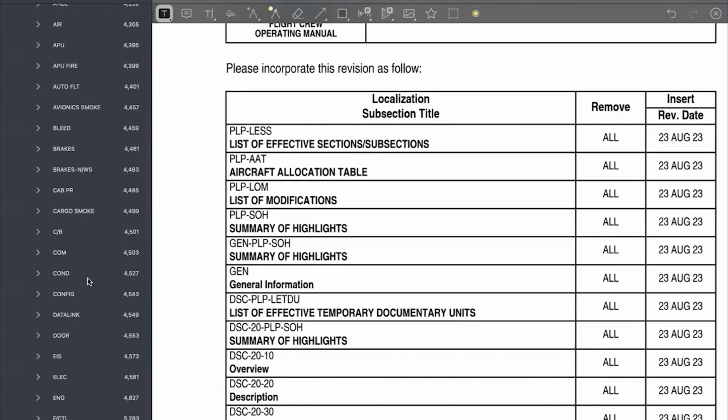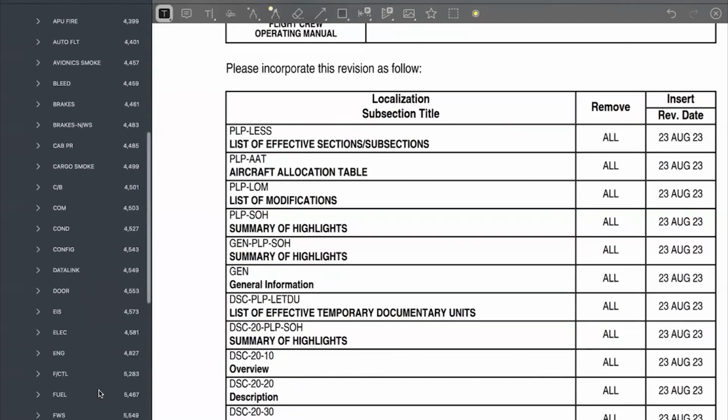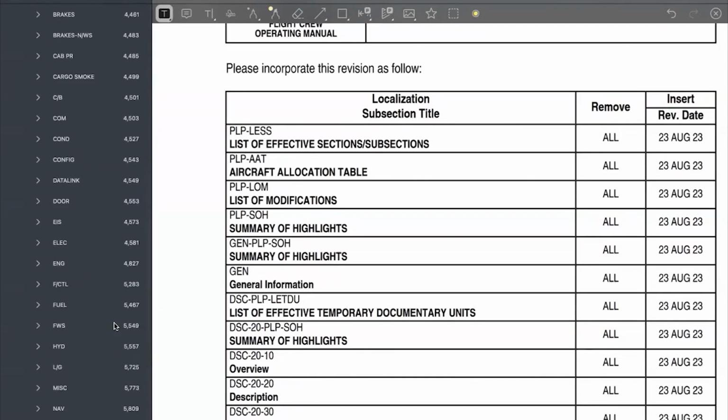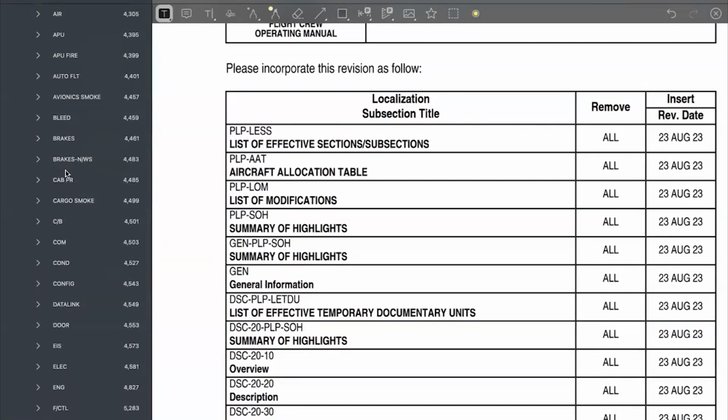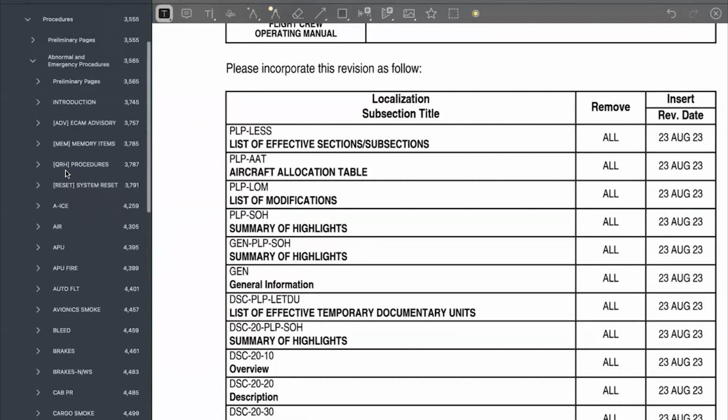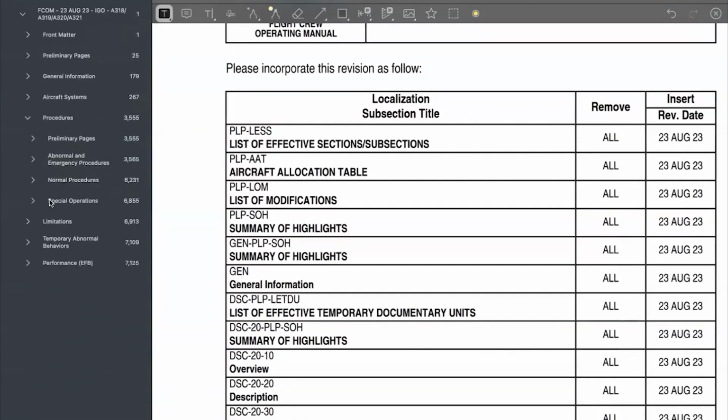So you have various systems, electrics, engines, flight controls. Anything can go wrong in any system. So for every system, they have a detailed guide for abnormal procedures for that system. What is the procedure for that? That is given in this part. All right, so this is for the procedures.